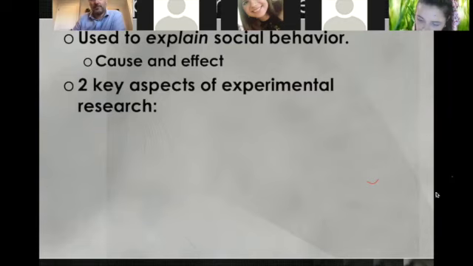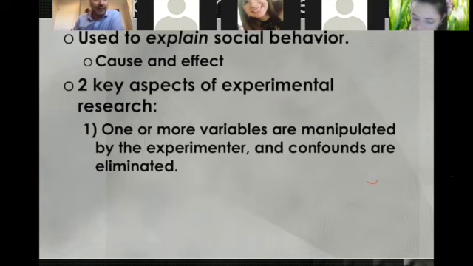we want to say that X caused people to behave a certain way. That's why in social psychology, we rely on experiments. So when I say explain social behavior, what I mean is we can make cause and effect claims. We can say that people behave this way because of some variable. Now, in order to be able to do this, there are two key aspects to experimental research, both of which have to be present in order to be able to make causal claims. The first aspect is that there's at least one variable that is being manipulated or controlled by the experimenter. And I'll give you an example in a second.